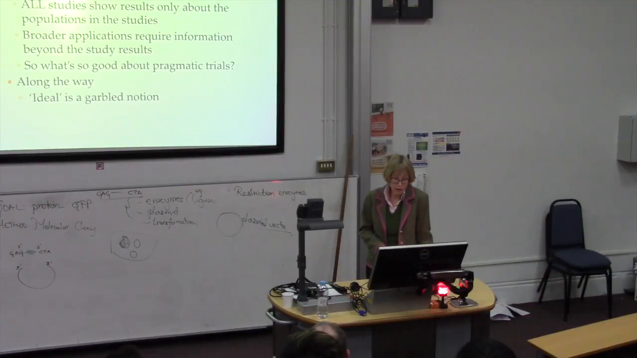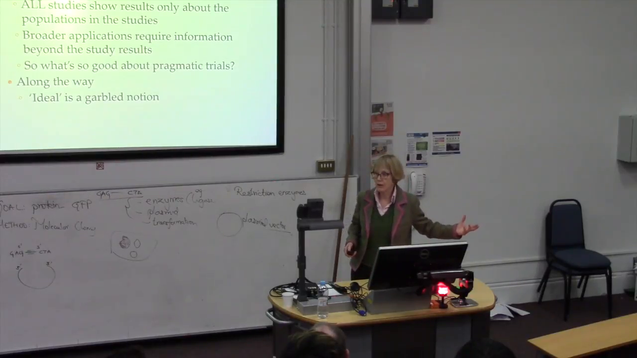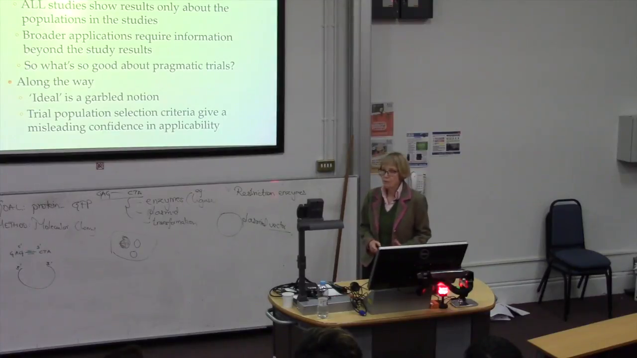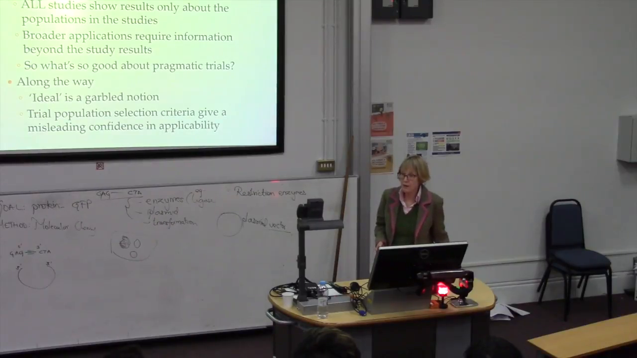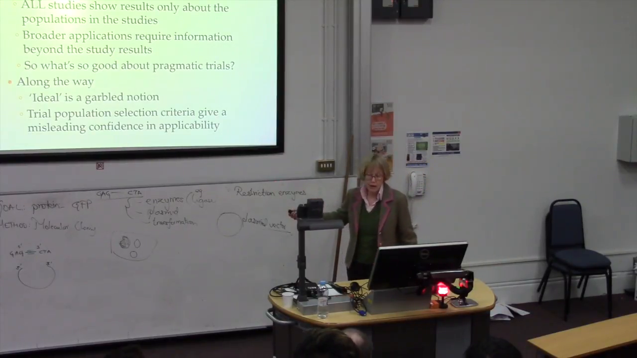Along the way, I'm going to suggest that ideal, which is one of the standard oppositions to pragmatic trial, is a garbled notion, and that trial population selection criteria give a misleading confidence in applicability. So we're always told to be sure to say explicitly what the selection criteria for getting into the trial are. That's important to do, but how much it affects the applicability of the results outside the trial is just a matter of what else you know.